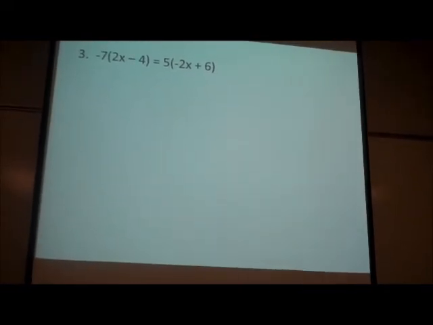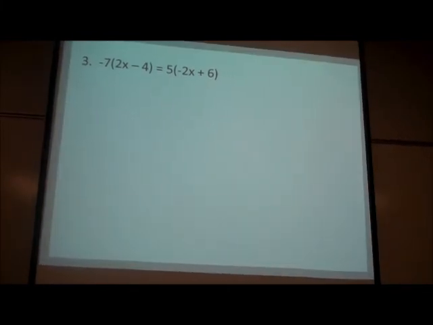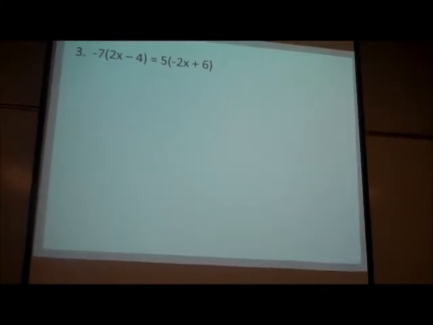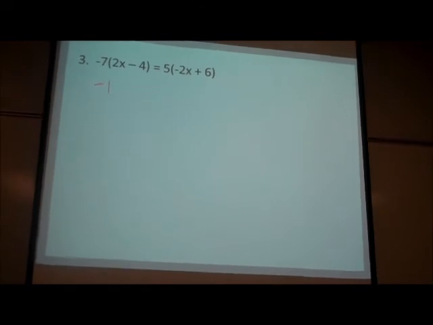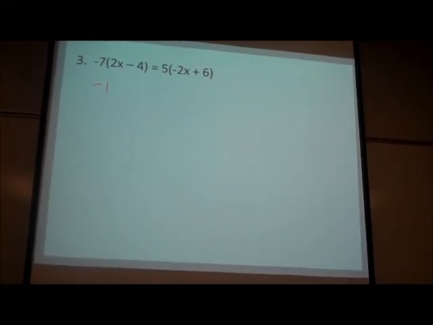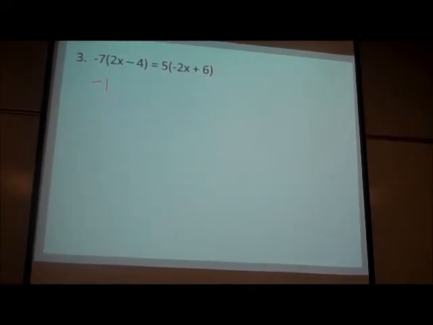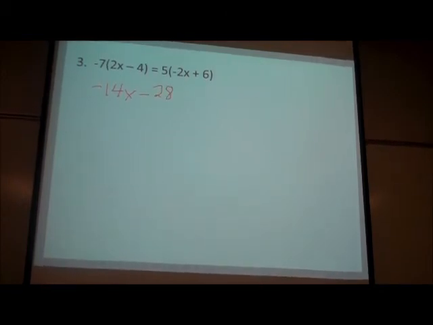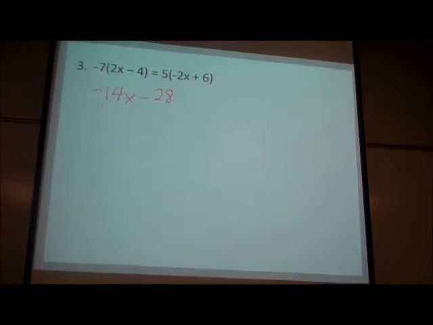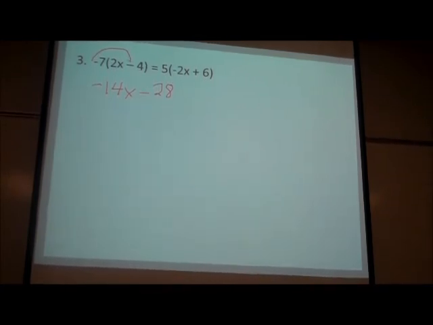Next problem, we have to distribute. Who can distribute? First step for me, Dion. Negative 14x minus 41 by 28. Everybody agree with that? No, Aaron? Should be positive. Remember, it's a negative times a negative, so it should be plus 28.